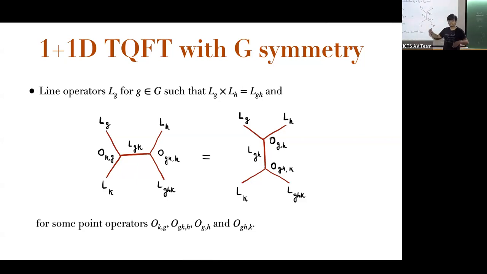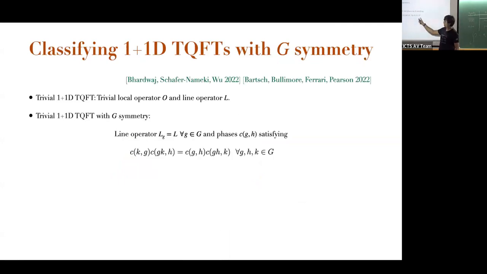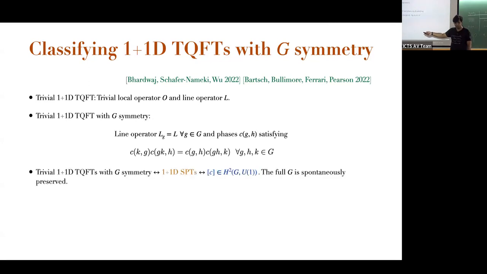So if you solve this for the trivial TQFT, each of these 4 junctions will just give you 4 phases. And that equality will require the phase to satisfy this equation. This is the condition for C to be a 2-cocycle. So in group cohomology, this is saying that C should be in the second group cohomology. So 1+1D TQFTs with G symmetry are the same as choosing an element in the second group cohomology. So this is what I want to highlight, that if we go through the procedure, we can actually classify 2-dimensional TQFTs with a G symmetry.